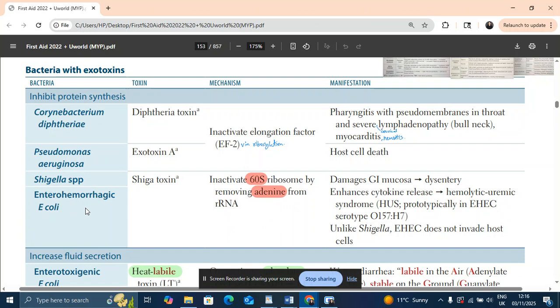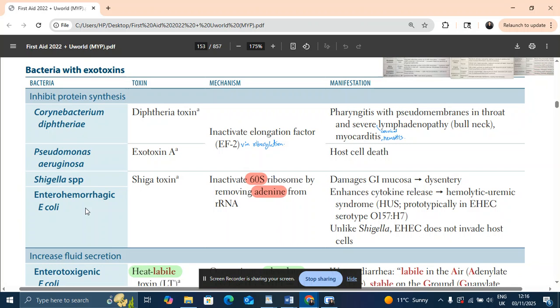Usually it happens after eating undercooked beef or unpasteurized milk or juice or contaminated vegetables that contain enterohemorrhagic E. coli, and then the E. coli produces Shiga toxin. How does this Shiga toxin cause hemolytic uremic syndrome? It first damages the GI mucosa and causes bloody diarrhea, dysentery, and then Shiga toxin damages the endothelial cells of the kidney.